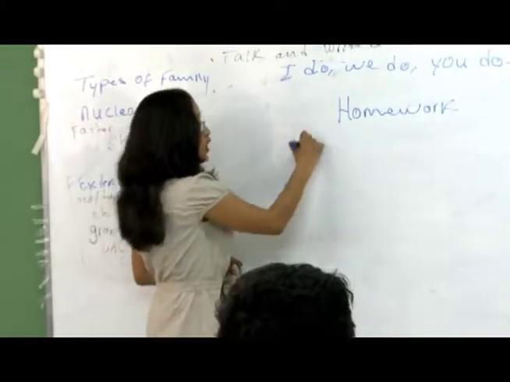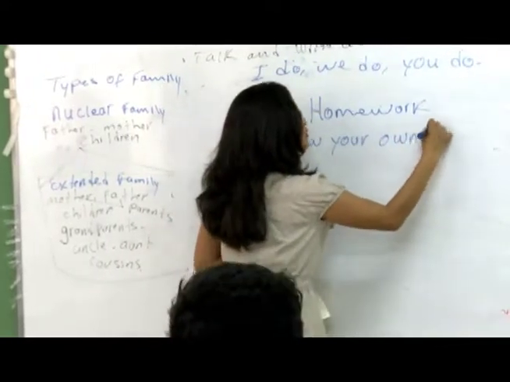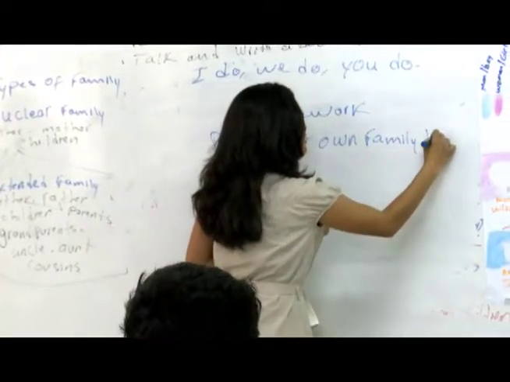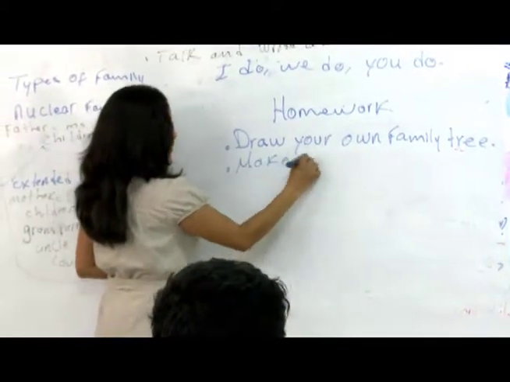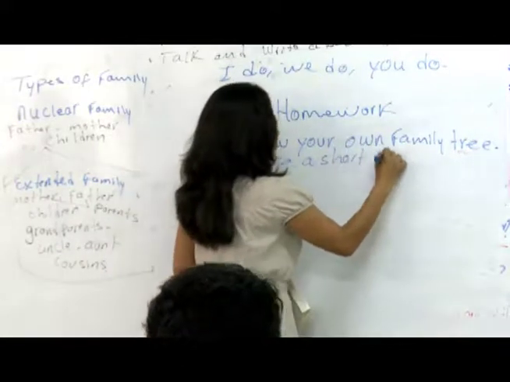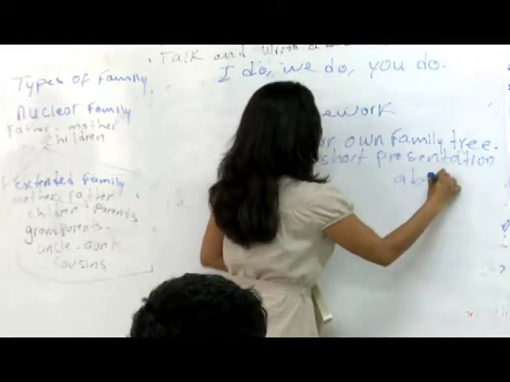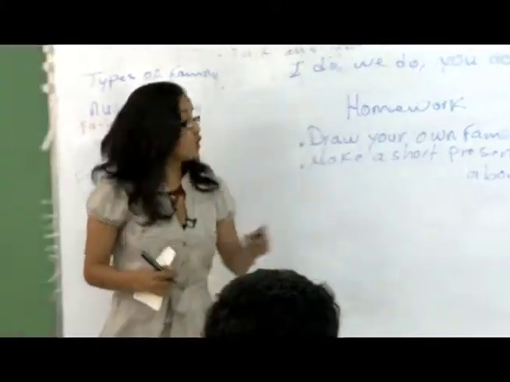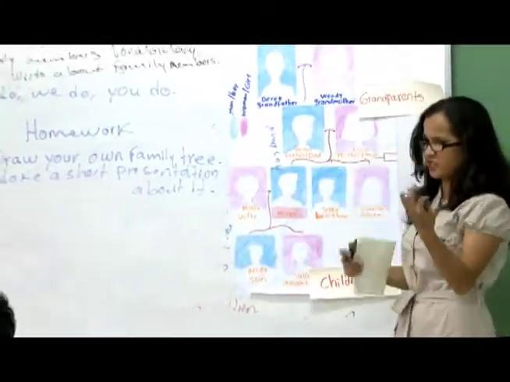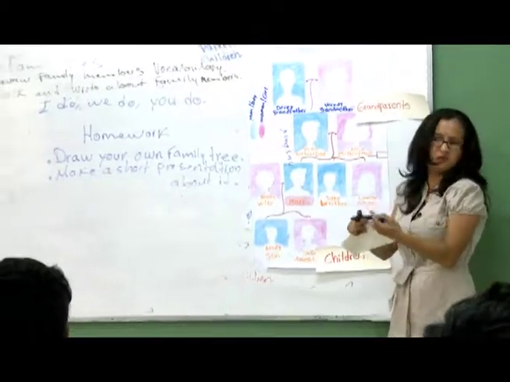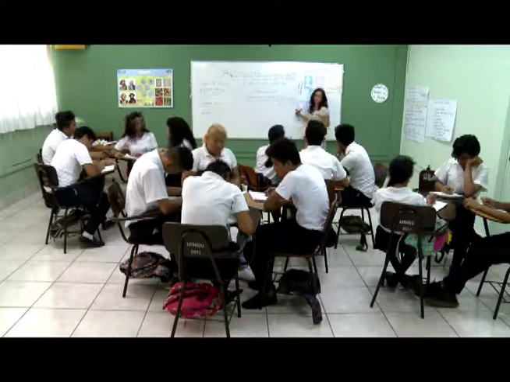You are going to draw your own family tree and make a short presentation about it. Alright, you are going to draw your family tree, similar to this one, at least showing 4 generations, your grandparents, your parents, if you have aunts, uncles, cousins or brothers, and you have to make a short presentation about it.